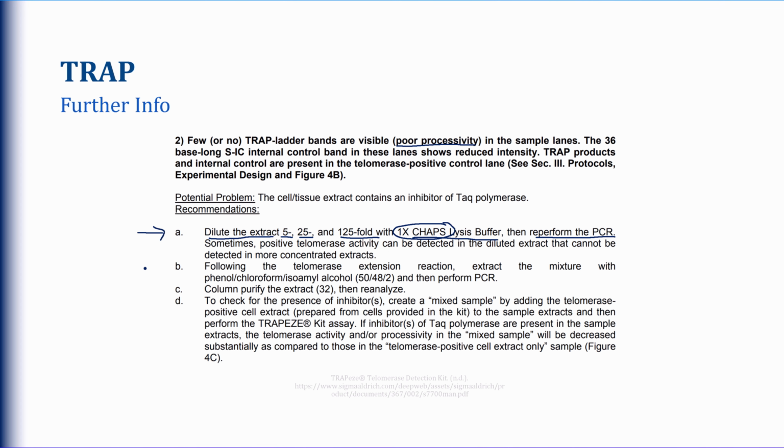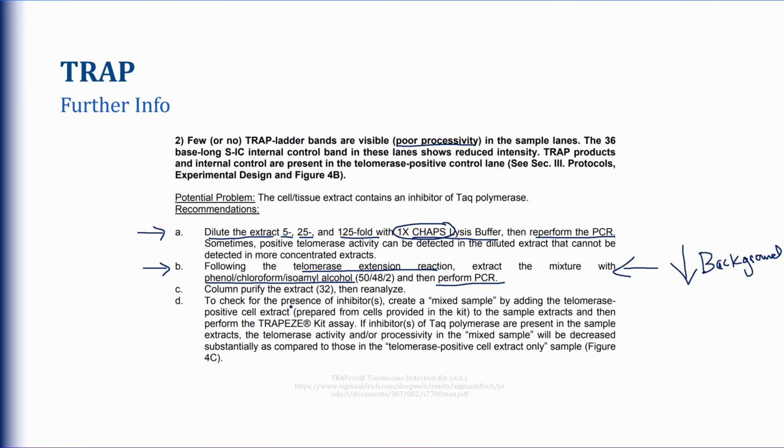But in addition, you can do phenol-chloroform extraction after the telomerase extension reaction. Some people do that all the time, whereby after the telomerase extension reaction, you perform a phenol-chloroform extraction and then perform the PCR. What that helps do is reduce the background intensity of your TRAP products in the gel electrophoresis. So some people do this all the time, performing phenol-chloroform extraction after the telomerase extension reaction.